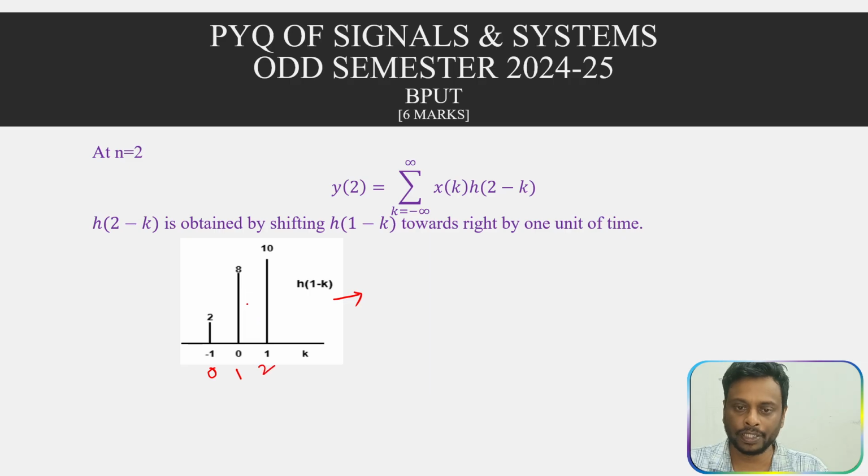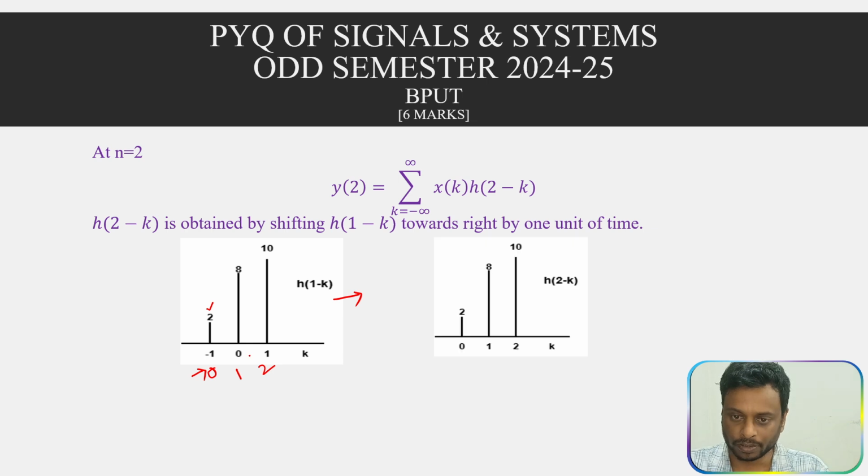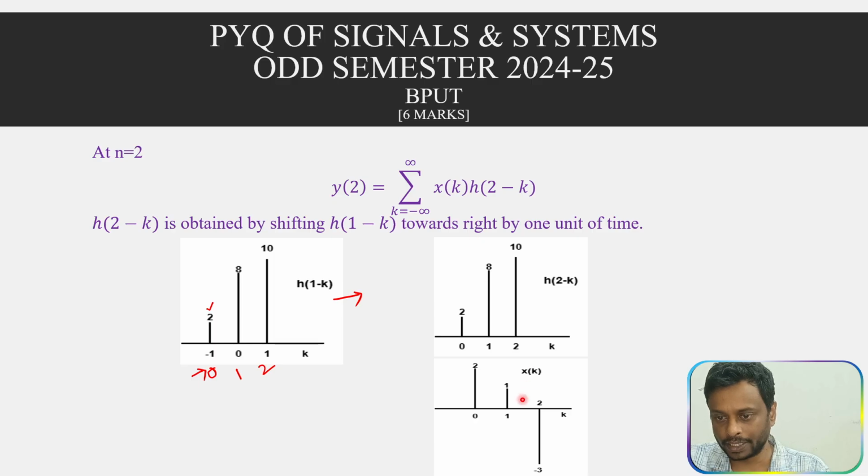You do not need to alter the magnitude. It is only a time shifting, so only the time axis is altered, by 1 unit of time. So it will be 0, 1 and 2. Let us multiply this with x of k. So this is our x of k.